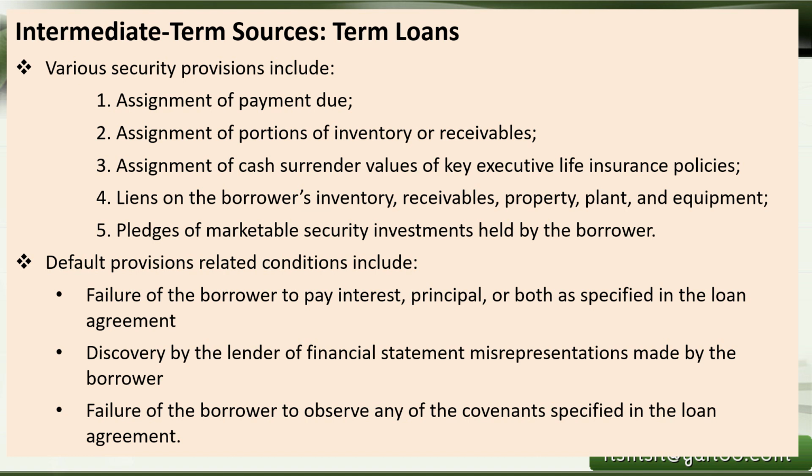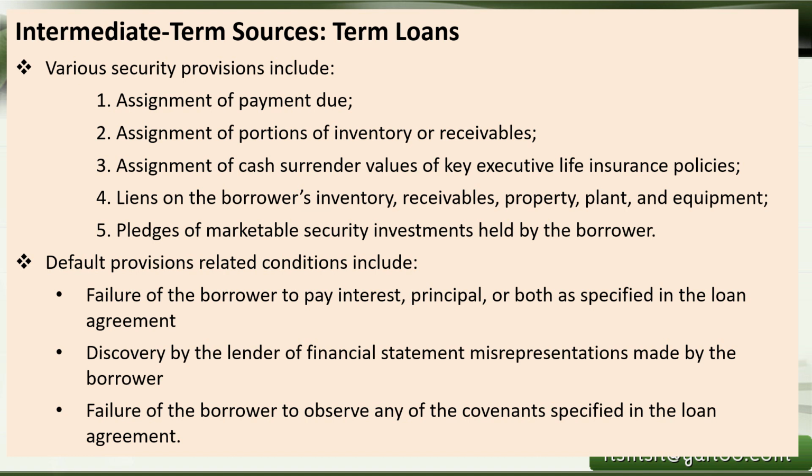So default provisions related conditions include, what are the conditions that will come as a default condition where the lender can demand the loans that they have given along with the interest. When there is a failure of the borrower to pay interest, principal or both as specified in the loan agreement, it will be a scheduled payment actually, sometimes principal plus interest, or sometimes if it is a balloon payment arrangement, only interest will be on schedule. If the borrower cannot meet that schedule, it will be treated as a failure, and the lender can trigger that demand default clause.